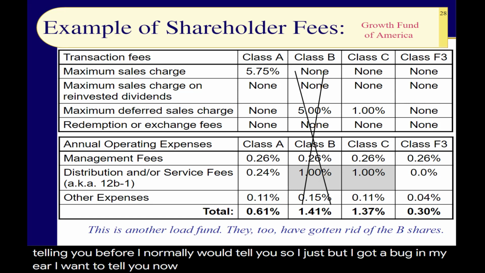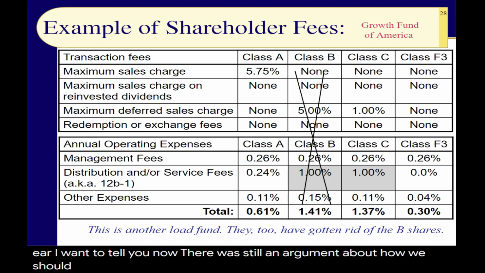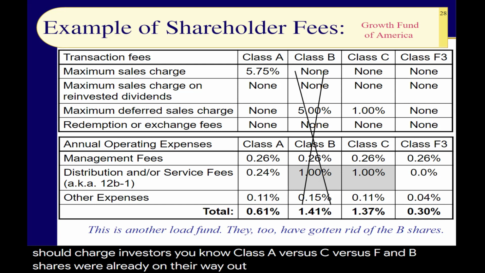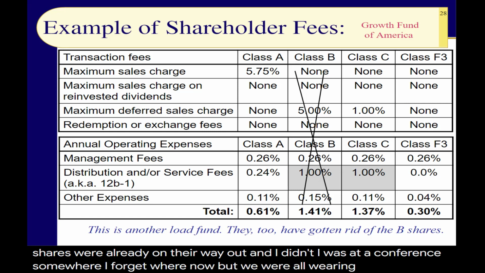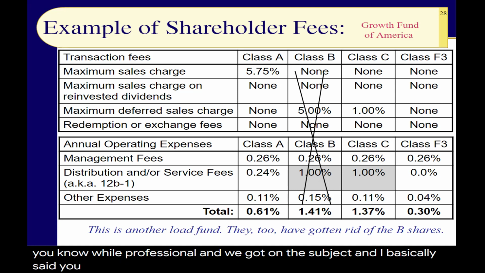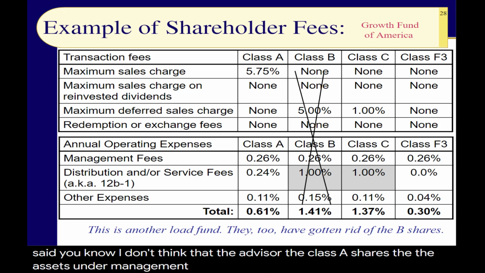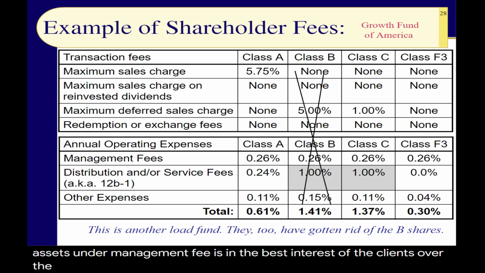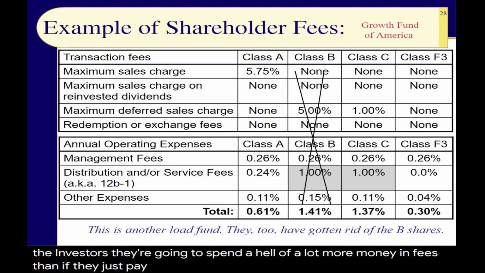About 10, 12 years ago, there was still an argument about how we should charge investors, Class A versus C versus F, and the B shares were already on their way out. And I was at a conference somewhere, I forget where now, but we were all wearing our suits and all professional. And we got on the subject, and I basically said, I don't think that the advisor, the Class F shares, the assets under management fee is in the best interest of the clients. Over the long term, if they're long-term oriented investors, they're going to spend a hell of a lot more money in fees than if they just paid the upfront commission.